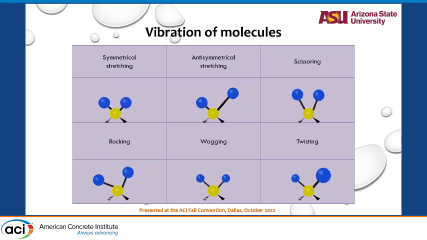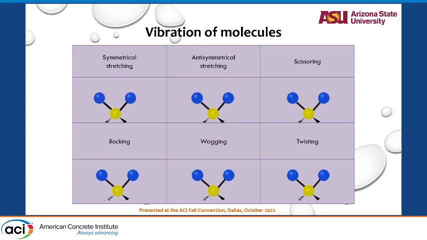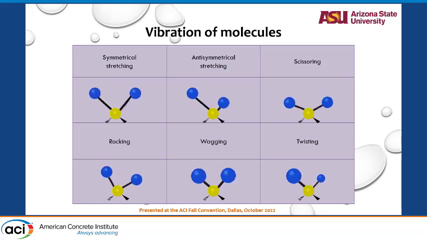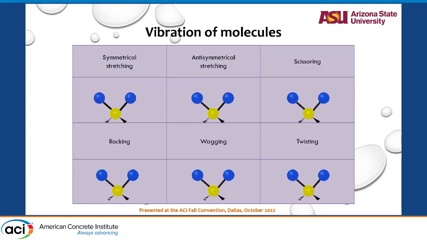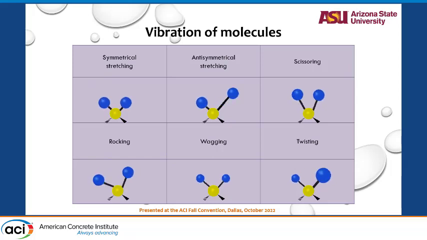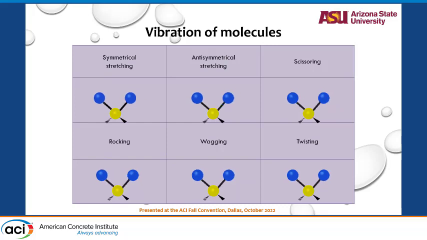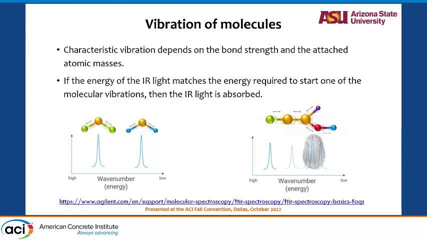But what we use most in cement-based materials or binders are the symmetrical and antisymmetrical stretching of the bonds. So how does the bond stretch? Whether they stretch symmetrically or asymmetrically, and what the extent of stretching is, from which you can infer the characteristic bonds and therefore what the material actually is. Characteristic vibration depends on the bond length and the atomic mass. So once you have the idea of that, the energy can easily be related to those vibrations.